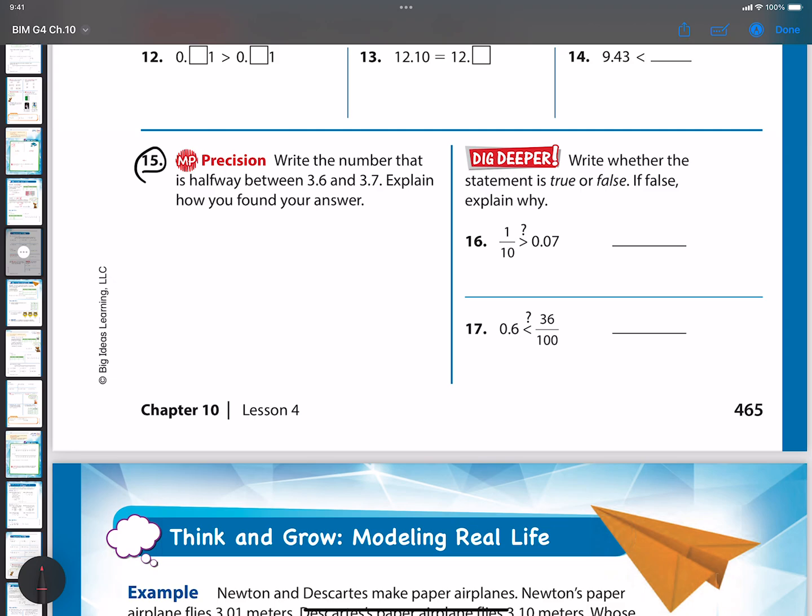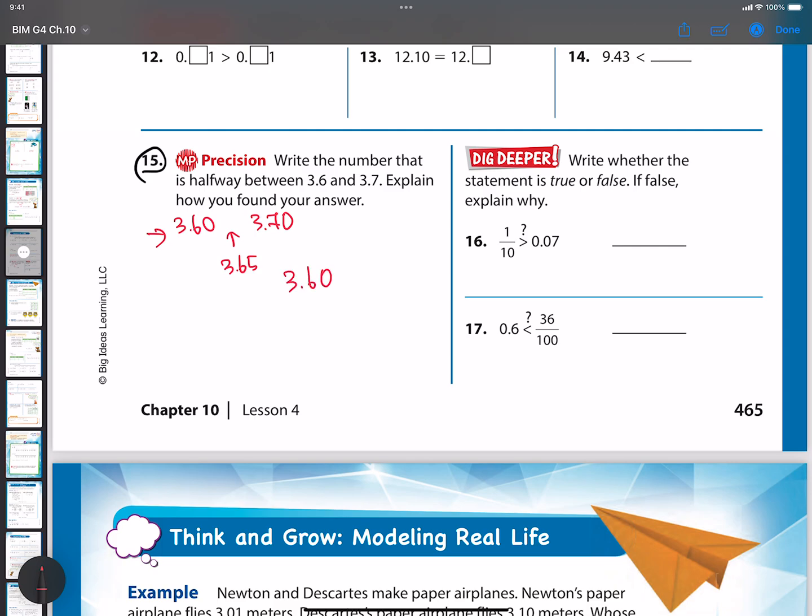Again, write the number that is halfway between 3.6 and 3.7. Explain how you found your answer. So now what I'm going to do is, 3.6 is equivalent to what? 3.60. And 3.7 is equivalent to what? 3.70. So what is halfway between 60 and 70? Yes, we know it's going to be 3.65. Make sense? So this is my explanation here.